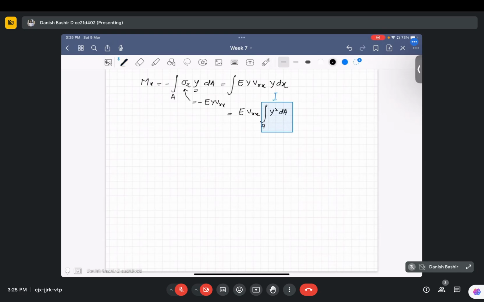So our moment M will come out to be E I v x x. This is the expression for the bending moment at location y, where I is equal to the integral over area A of y square dA, the moment of inertia of the cross section.